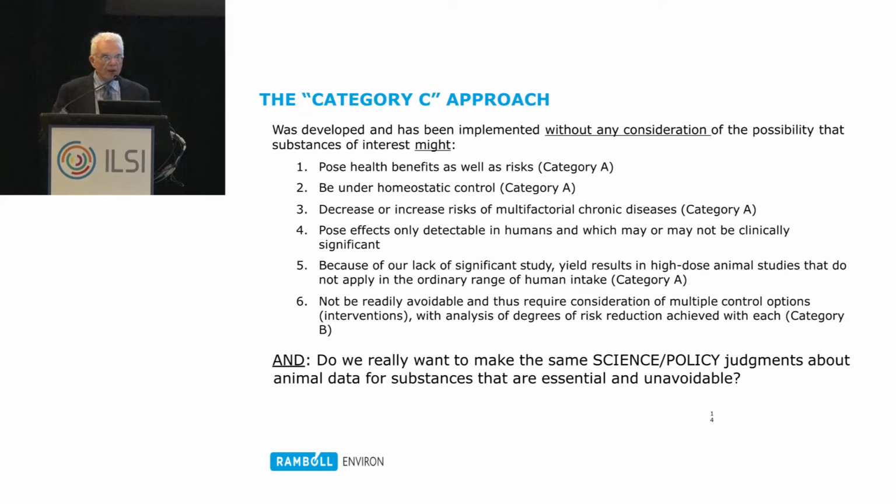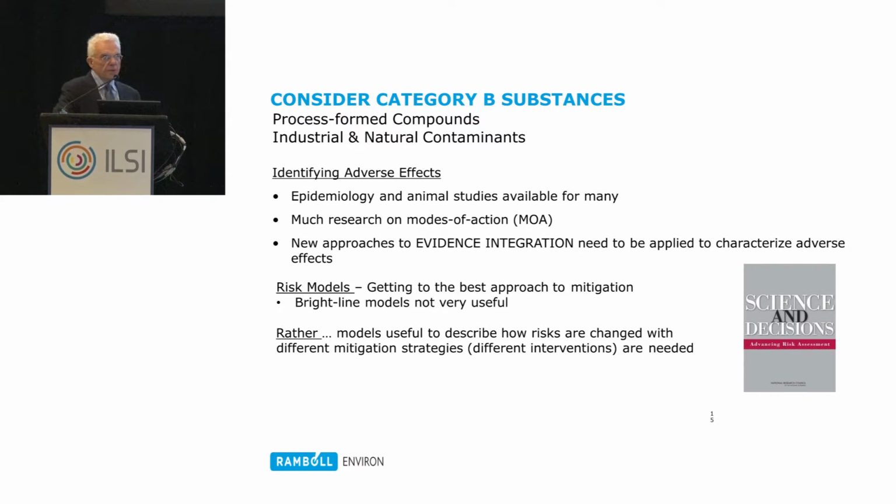Where do we get the greatest benefit? That's a different model than just drawing a bright line. And finally, I ask this question, I don't have an answer to it. Do we really want to apply the same policy judgments we use for category C substances for category A and B substances? Does the science really say that those assumptions make sense for the other categories of food ingredients? Consider category B substances. It's easy to say, well, I can derive an ADI for aflatoxin or something like that. And is that a solution to the problem? I don't think it's much of a solution.